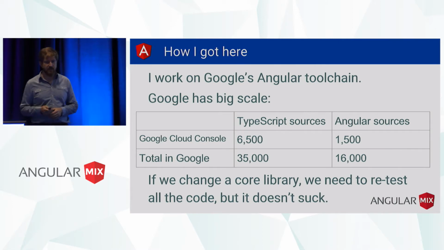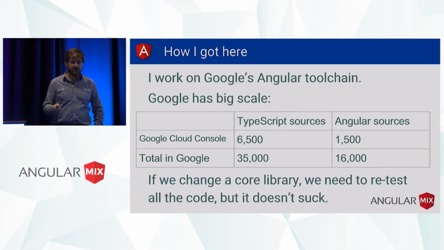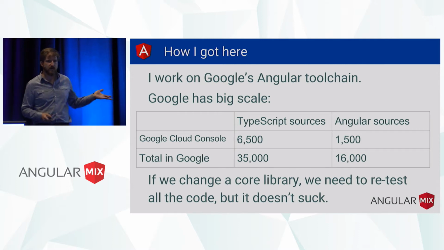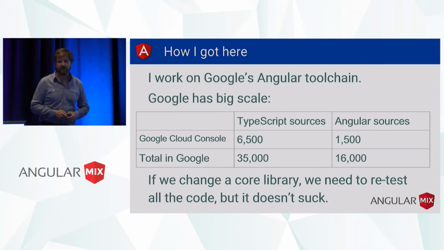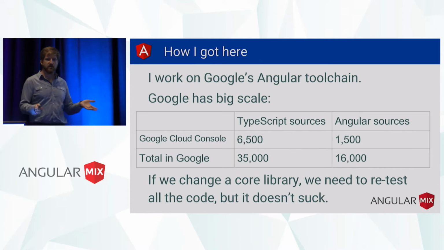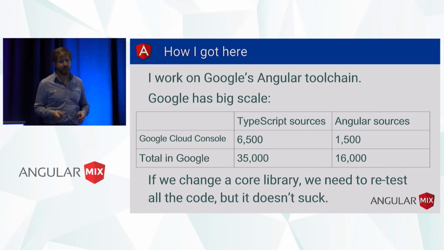So I work on the Angular toolchain at Google, and we've had to solve the same problem because we have the scale. So one example app, we have the Google Cloud Console that Brad showed this morning. They have 6,500 TypeScript sources, and 1,500 of those are Angular sources. So if you worked on that project and you make a little change, and you want to see it show up, that's a lot of code to rebuild, right?